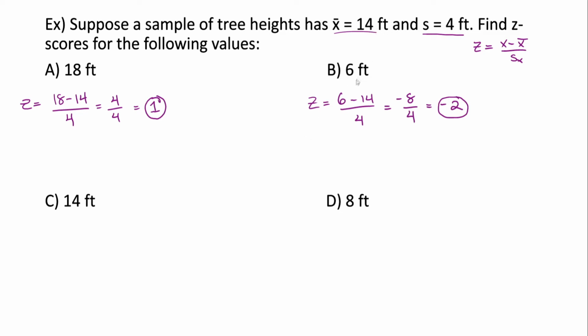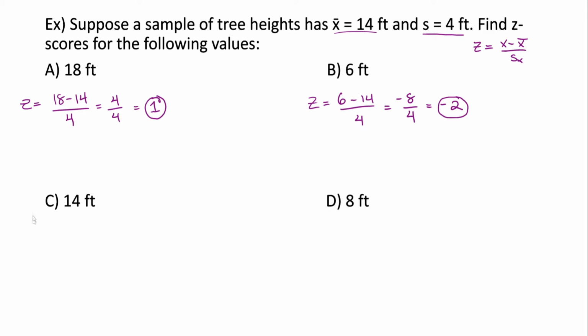Our mean is 14. 6 is less than 14, so it's below the mean, and we would expect to get a negative z-score. In fact, if you have a value that you know is less than the mean, and you try to find the z-score and you get something positive, that's one way you can know you made a mistake, because if you have a value that's below the mean, the z-score is always going to be negative. If you have a value like 18 that's above the mean here, it will always have a positive z-score. So for parts C and D, I would suggest pausing the video, trying to work on them on your own, then hitting play to see me go through the answers.